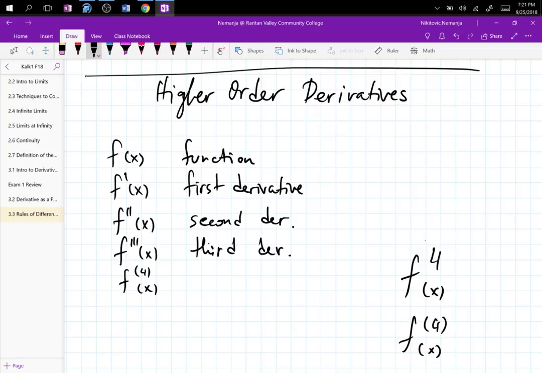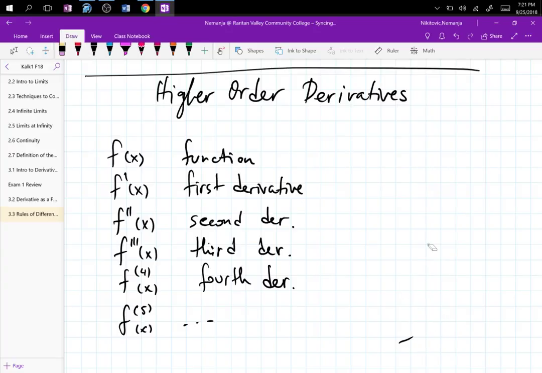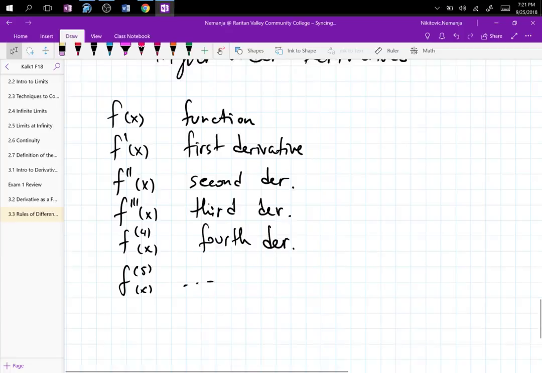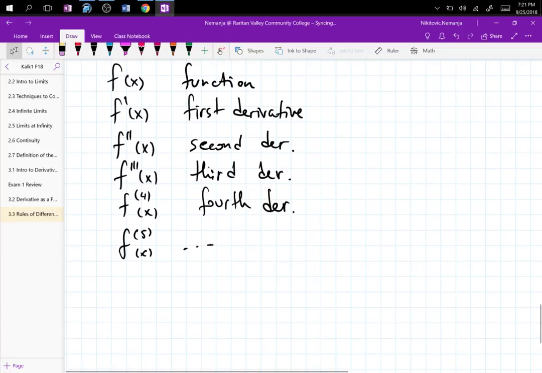So, fourth derivative, and then 5 for the fifth derivative, and so good effort. And so these are the higher order derivatives.